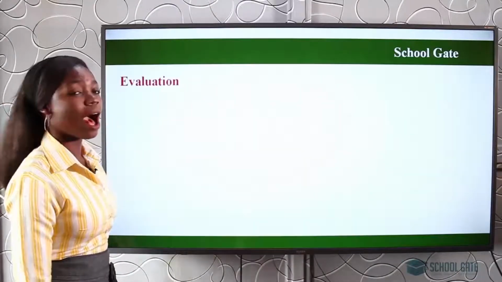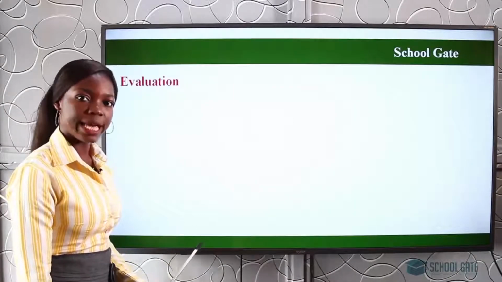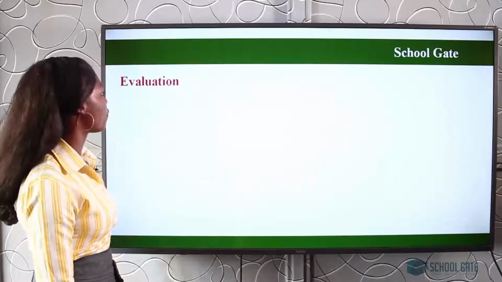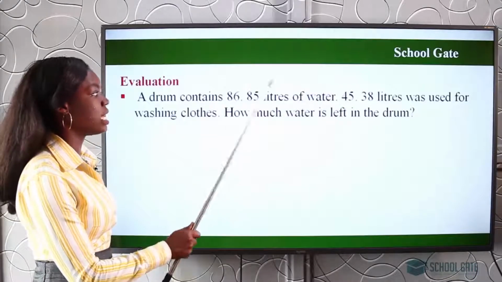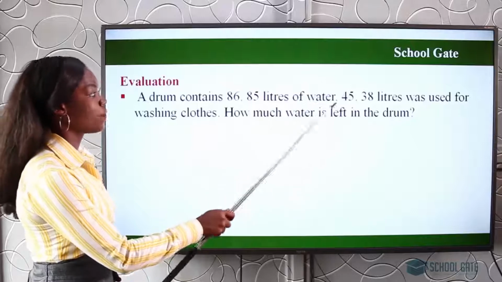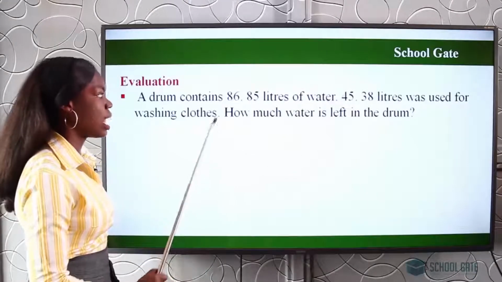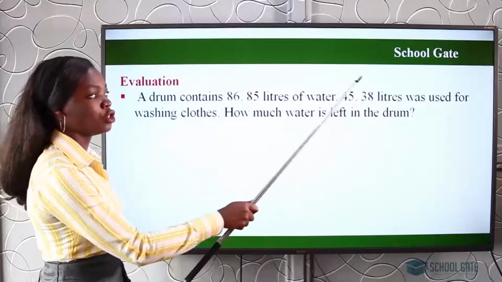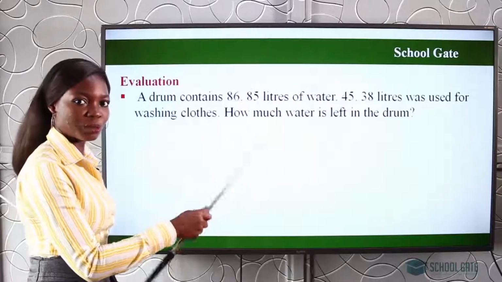Okay, kids, our evaluation to know if we understood what we were taught today on addition and subtraction of decimal fractions. A drum contains 86.85 liters of water. 45.38 liters was used for washing clothes. How much water is left in the drum? This is a word problem. So, is it addition or subtraction?